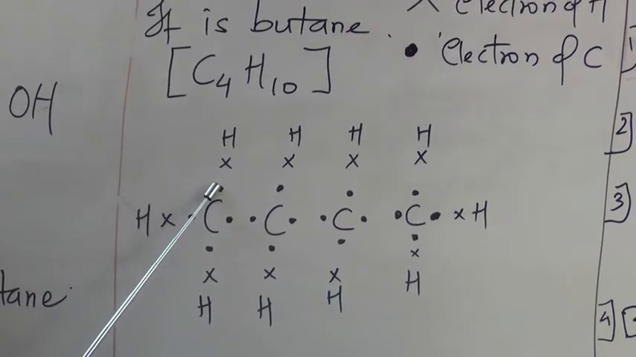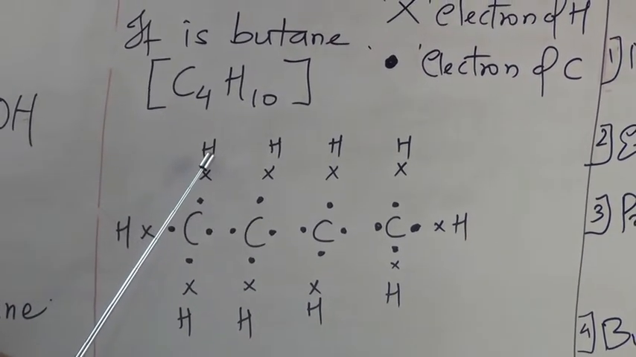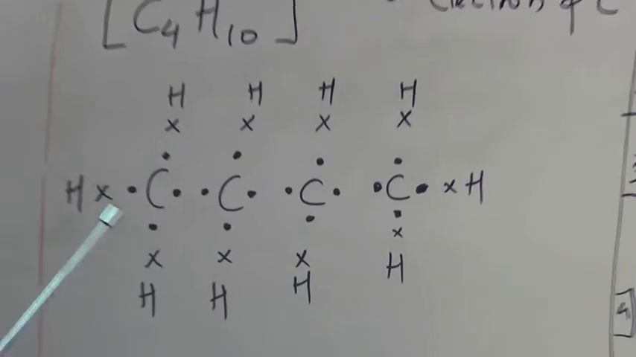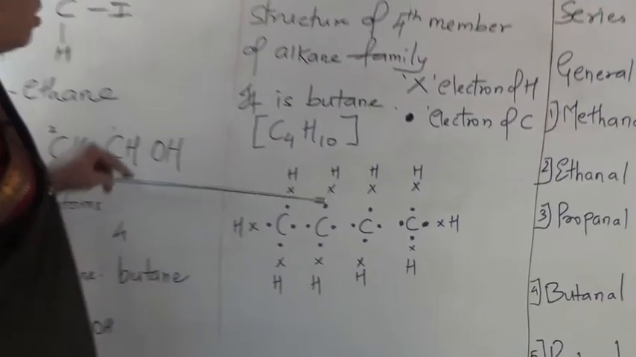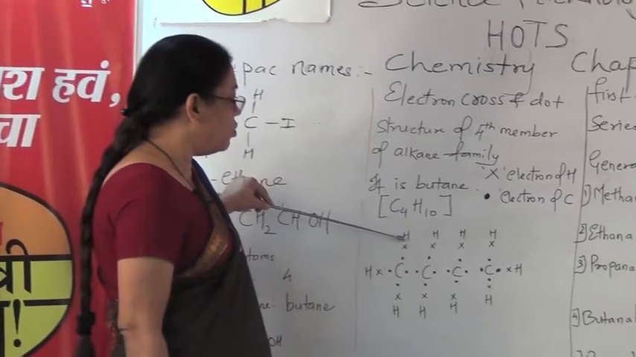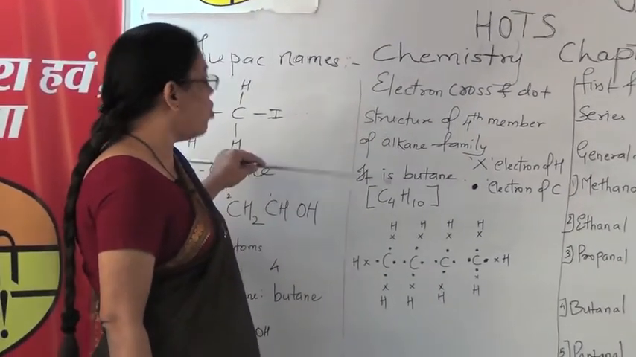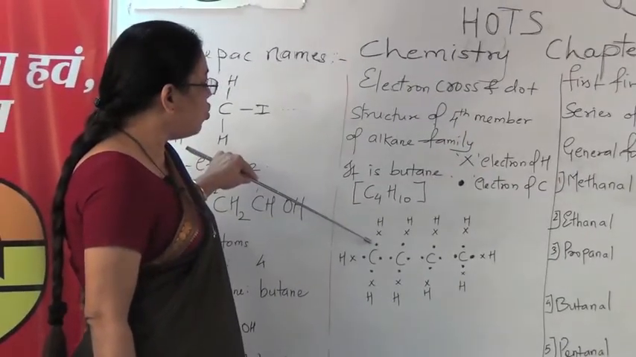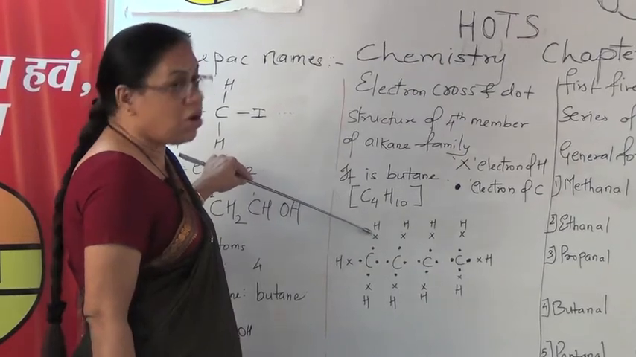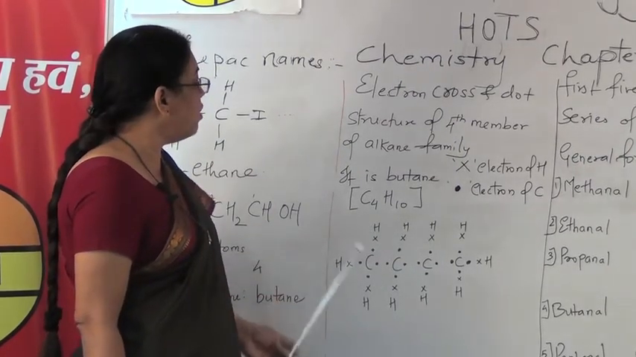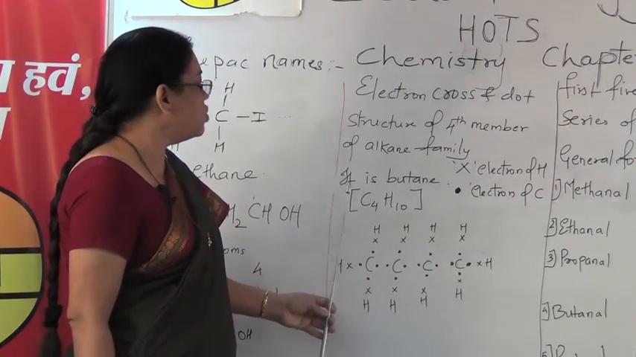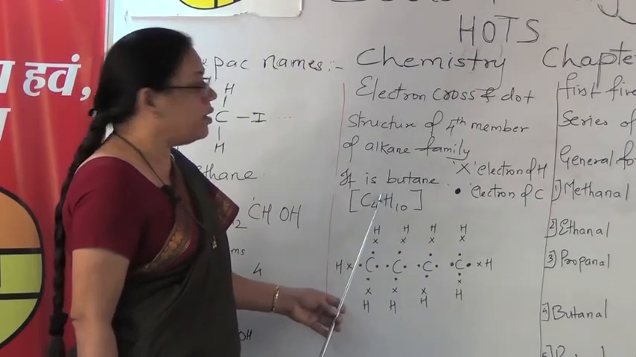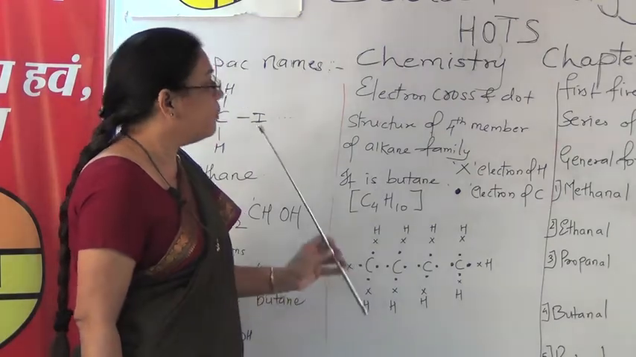Each electron of carbon is shared with 1 electron of hydrogen on either side. Hence they give rise to a single bond between carbon and hydrogen, but with an electron cross and dot structure, we show them with a dot and a cross and complete the figure for the compound, that is butane, which has 4 atoms of carbon and 10 atoms of hydrogen.